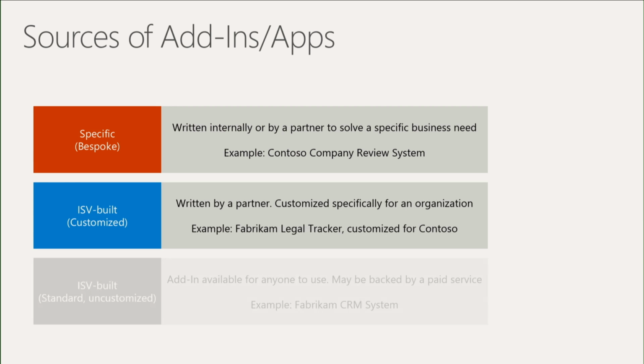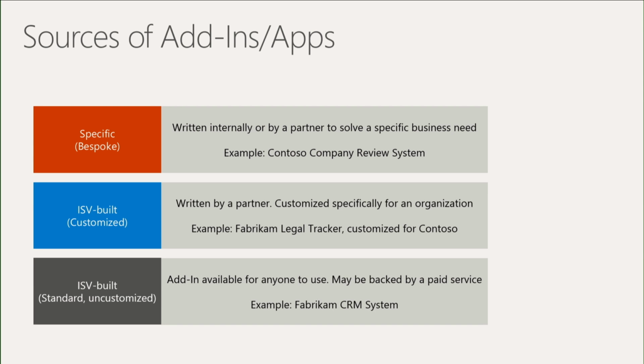So where would you get add-ins or apps from? Fairly common if you're building internally or you have a very specific business need is a bespoke add-in or app. So you may go to a partner or you may have an internal development team that builds this. But for example, Contoso is a company. They have a company review system that's only a thing that they're going to build that they need. No one else needs to use that functionality.